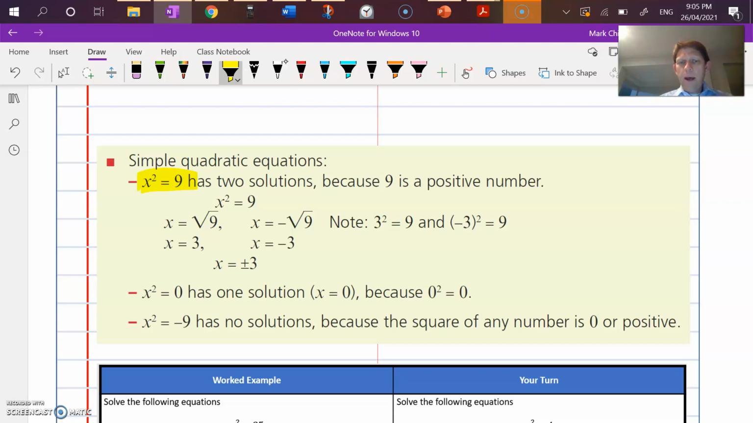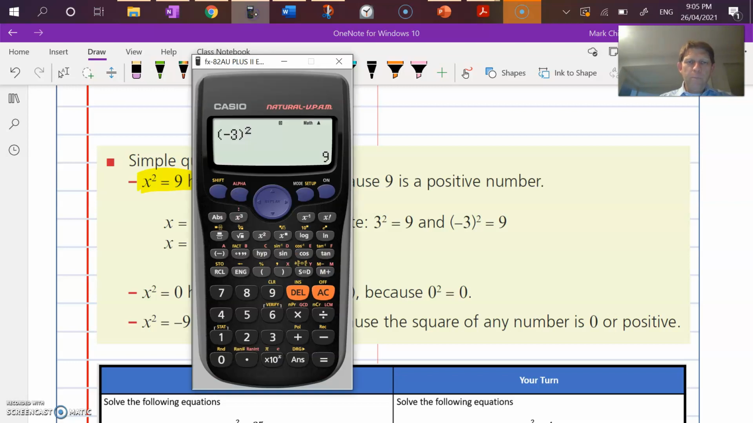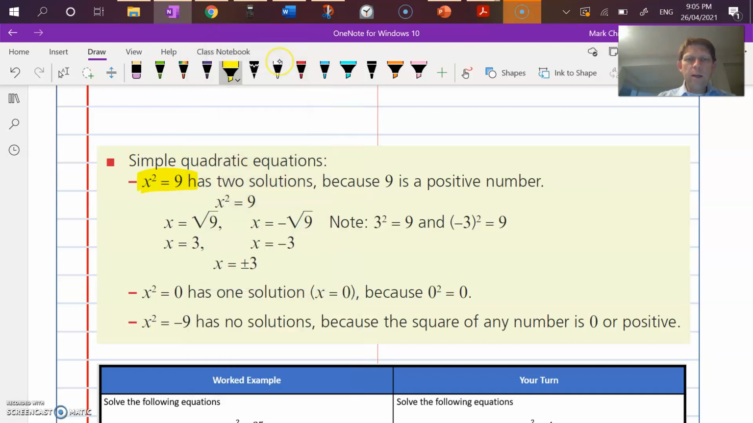Okay, but when we take the square root of 9 on our calculator, if I put the square root of 9 in my calculator, the calculator is only going to give me the positive answer. It's only going to give me the answer of 3. Now 3 is the square root of 9, but there is another number that I can multiply by itself and get 9. I can take minus 3 times minus 3, and that will give me positive 9. So there's 2 answers.